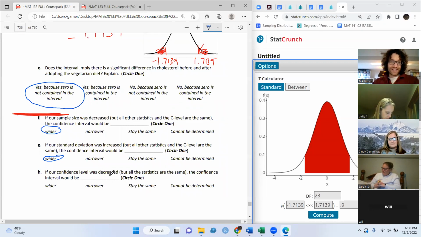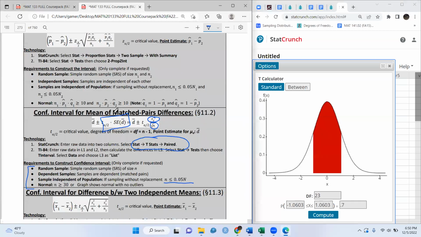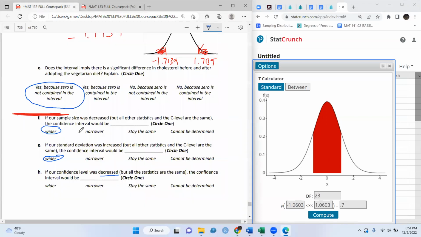And then finally, if we decrease the confidence level, so we were at 0.9 here and got 1.7. So let's put it to 0.7. Oh, it went from 1.7 to 1.06. If you look at the piece that's affecting, that's this critical T value. If we make that smaller, it means the piece we're adding and subtracting is smaller. In other words, the E will become smaller. So that's going to make our interval narrower.